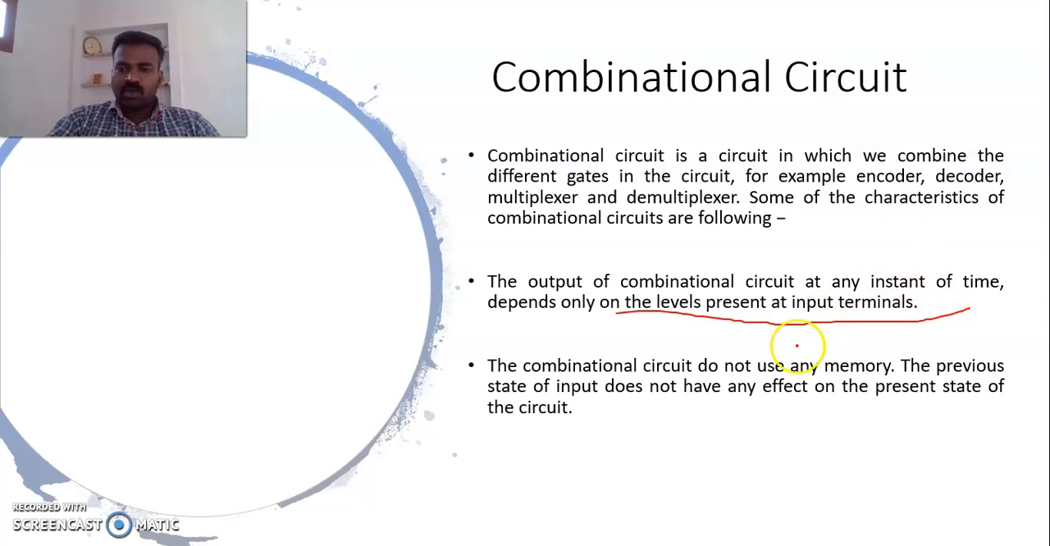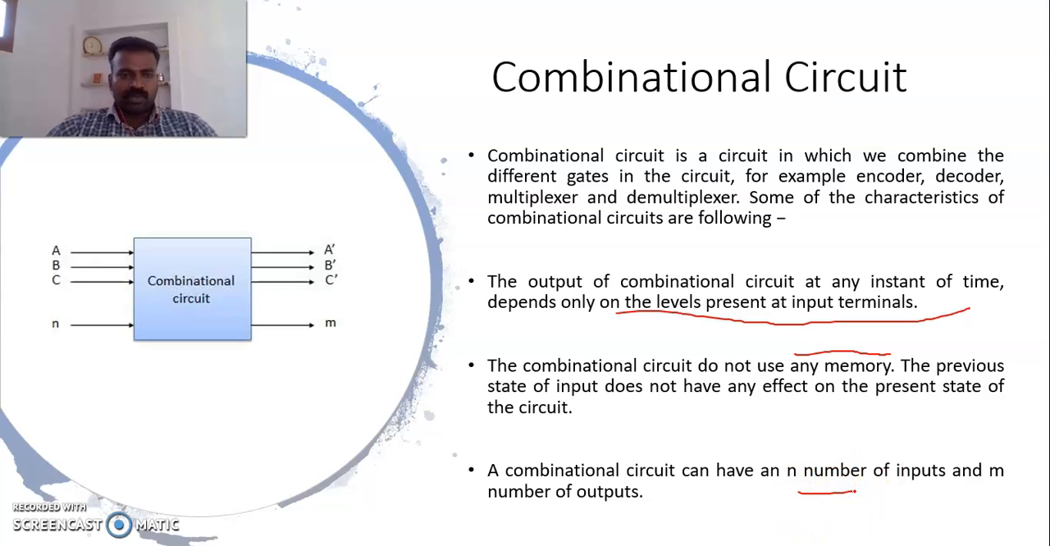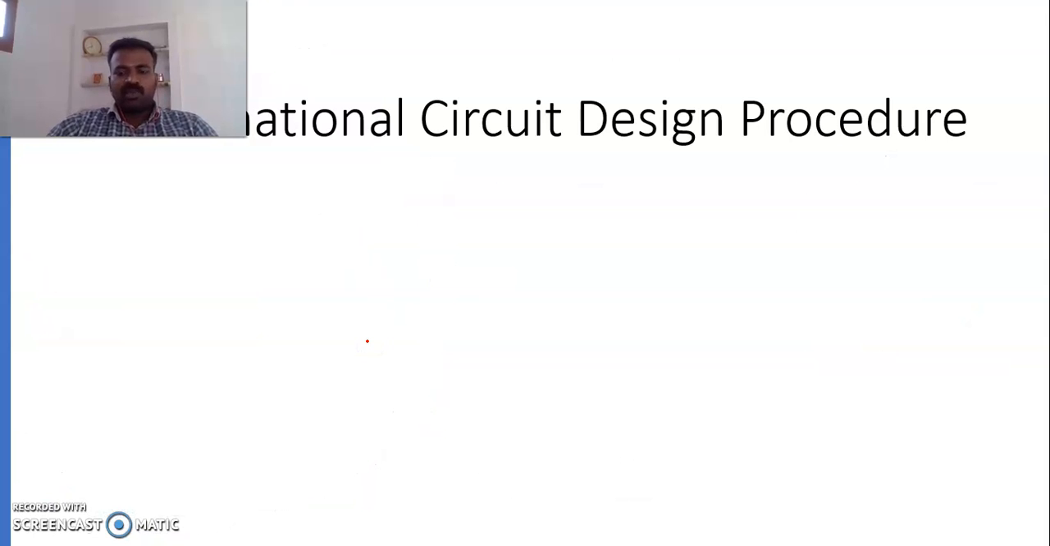So it does not use any memory. Memory means to remember anything we need some memory power. But here it depends only on the present input. So it won't bother about the past input or past output. So there is no need of memory. Okay. And it has n number of inputs and m number of outputs. Yes, any number of inputs and any number of outputs. So this is the block diagram of combinational circuits. These are all the inputs and these are all the outputs. Right. And some design procedures will be there.